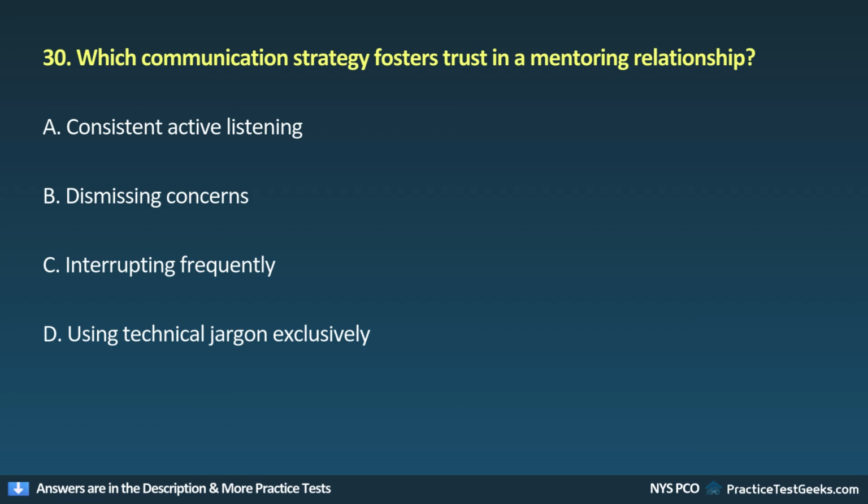30. Which communication strategy fosters trust in a mentoring relationship? A. Consistent active listening. B. Dismissing concerns. C. Interrupting frequently. D. Using technical jargon exclusively.